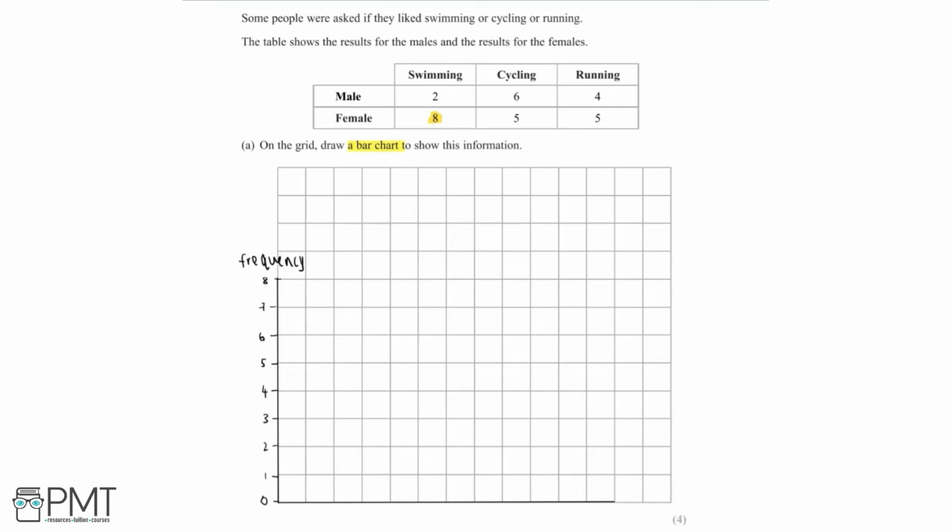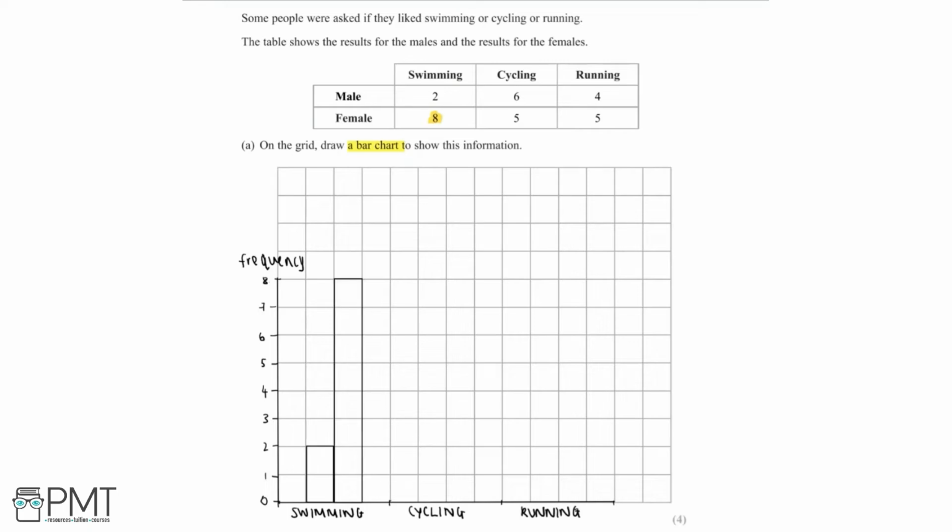Now on our horizontal axis, we'll split it into 3 parts, one for swimming, one for cycling, and one for running. Now that we have our 3 different sections, we can begin to draw our bars, and we can have separate bars for male and female. Now looking at our table, let's start with the swimming section. There are 2 males who like swimming, so we can draw a bar on our bar chart to represent this. We can also see from our table that there are 8 females who like swimming.